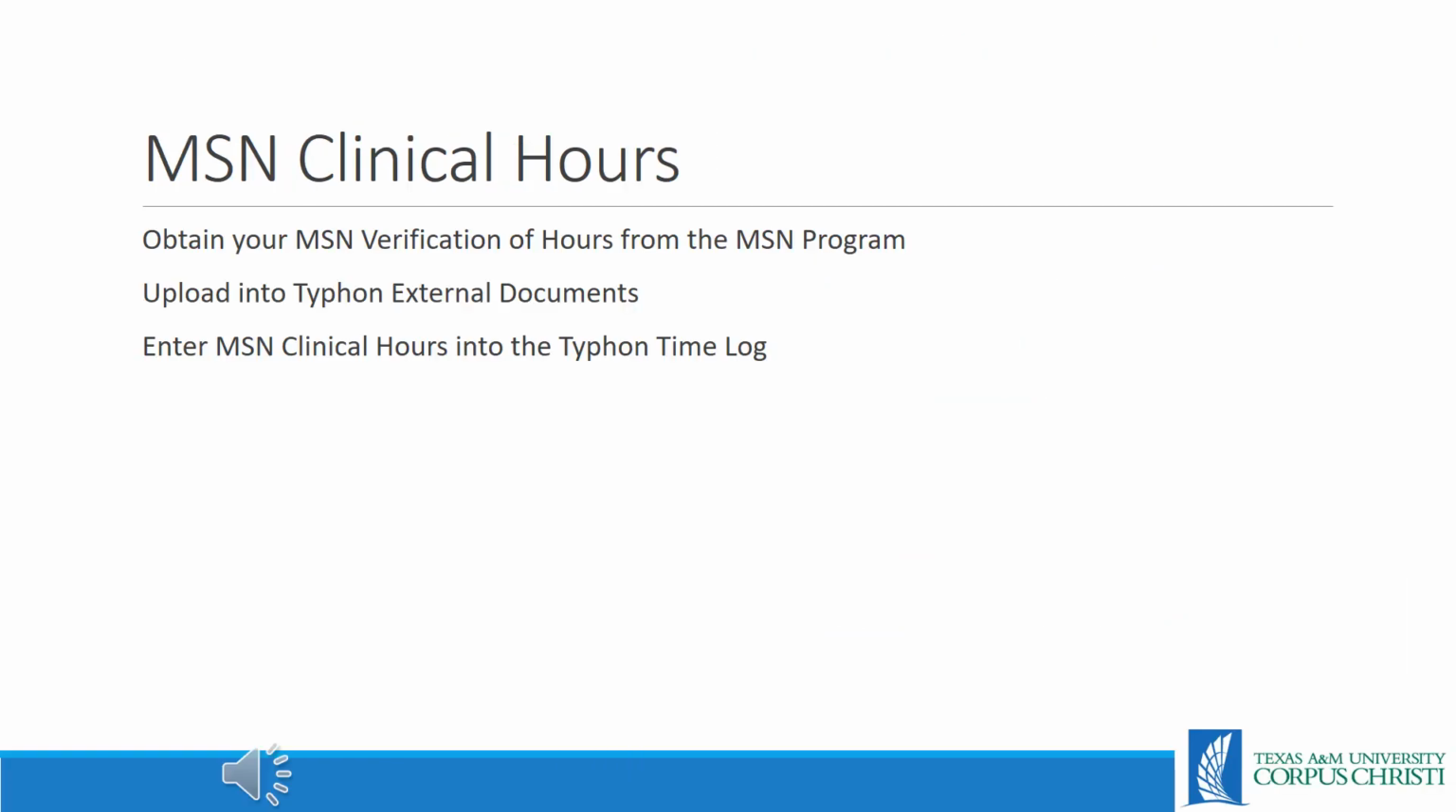You saw in the previous screen where there was a category in the time log for MSN verification of hours, or MSN hours credit. So each student is allowed up to 500 hours of credit from their MSN program towards their DNP 1,000 hours required.